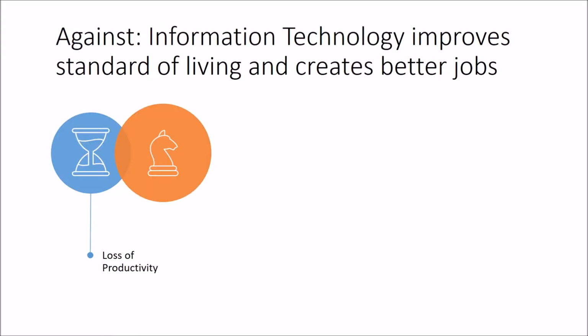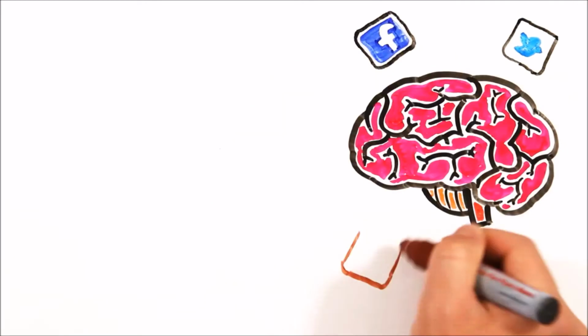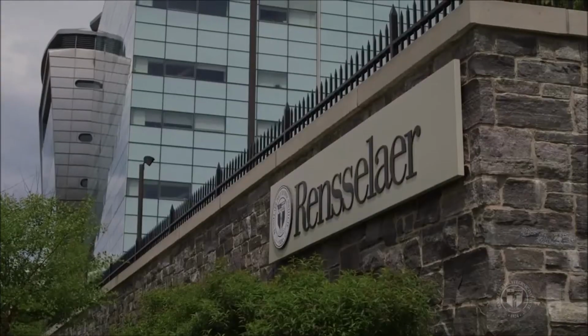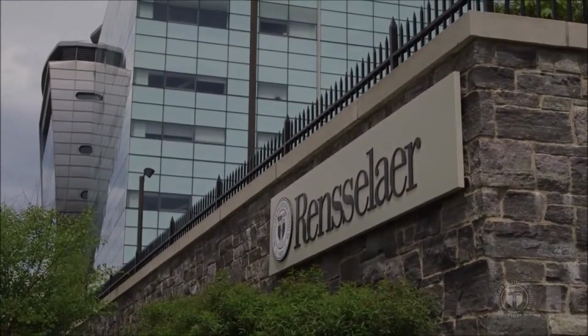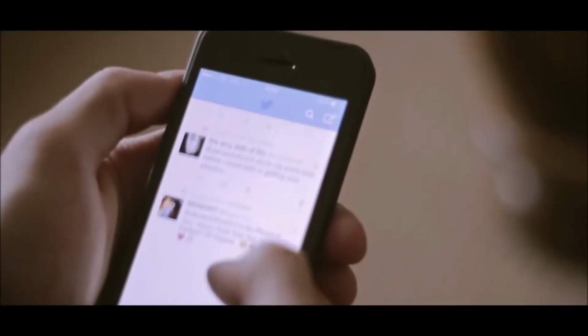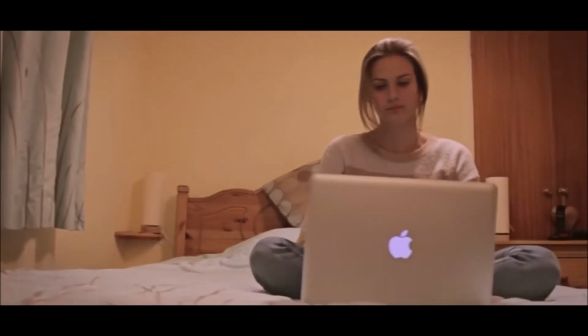The next topic of discussion is the effect of information technology on overall health and well-being. For example, mobile phones and social media have been found to affect regular sleeping patterns in developed populations. According to research conducted at Rensselaer Polytechnic, it was found that using electronics with backlit displays, such as cell phones, laptops, and tablets, can cause long-term sleeping problems.